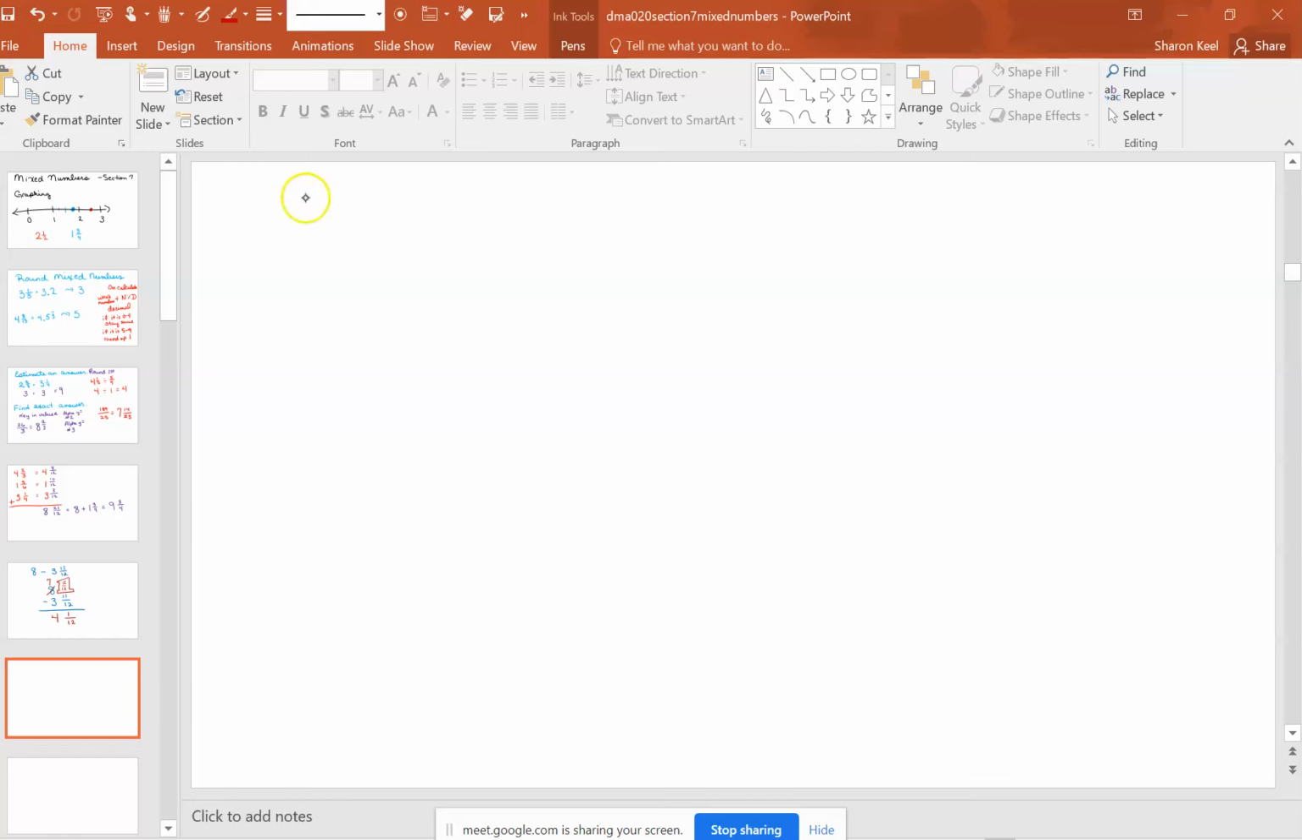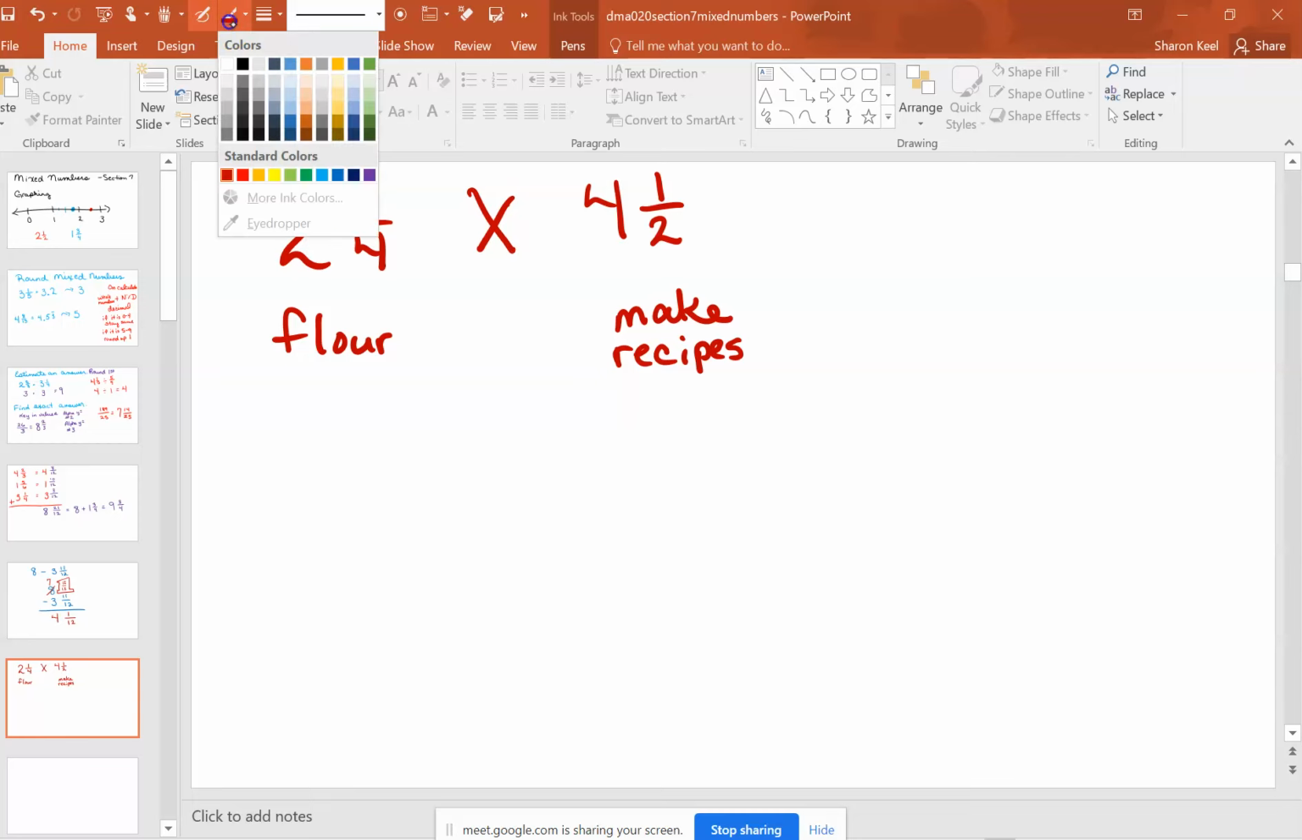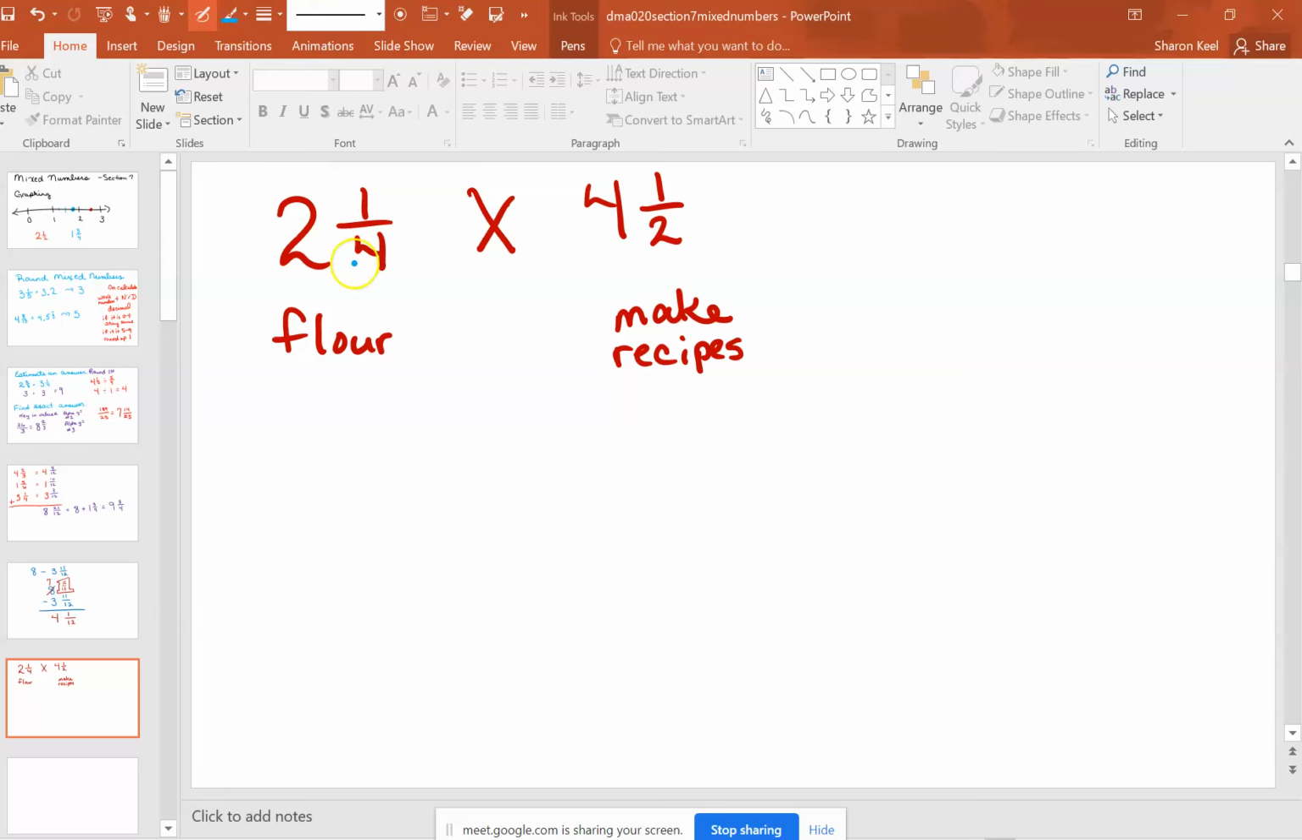Okay, so let's jot down the information that we have. It requires 2 1/4. That's how much flour is needed. We want to make 4 1/2 recipes. That means we want to take this amount of flour and we want to increase it by 4 1/2. So here we're going to do a multiplication. If we're going to do a multiplication longhand without using the calculator, the first thing we're going to do is convert these mixed numbers into improper fractions.